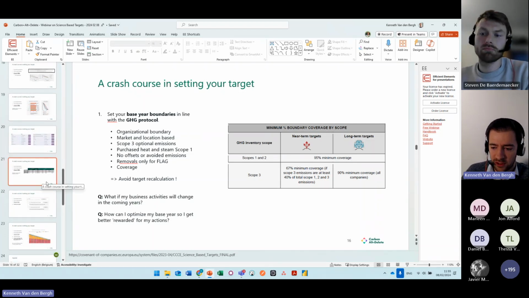Final question before we start to wrap up, to be respectful of everyone's time, is on FLAG.